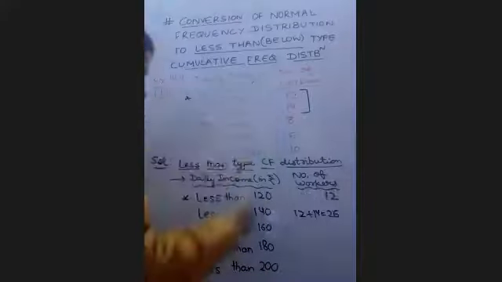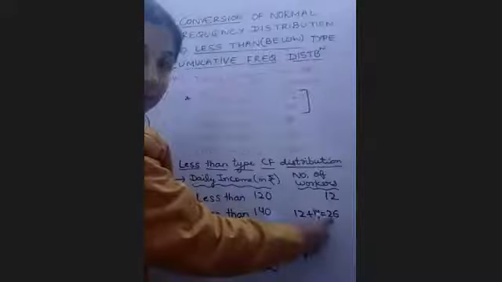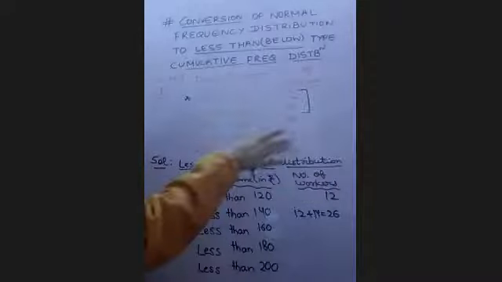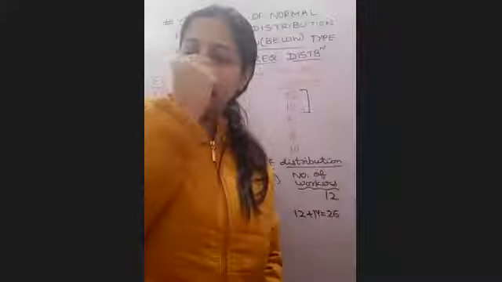Plus 14. So are you getting? Here, in 140 it was 14. Here it is 26. Cumulative frequency. The previous one is also added. Got it? Yes. Now I'm saying, bhai, those whose income is less than 160.